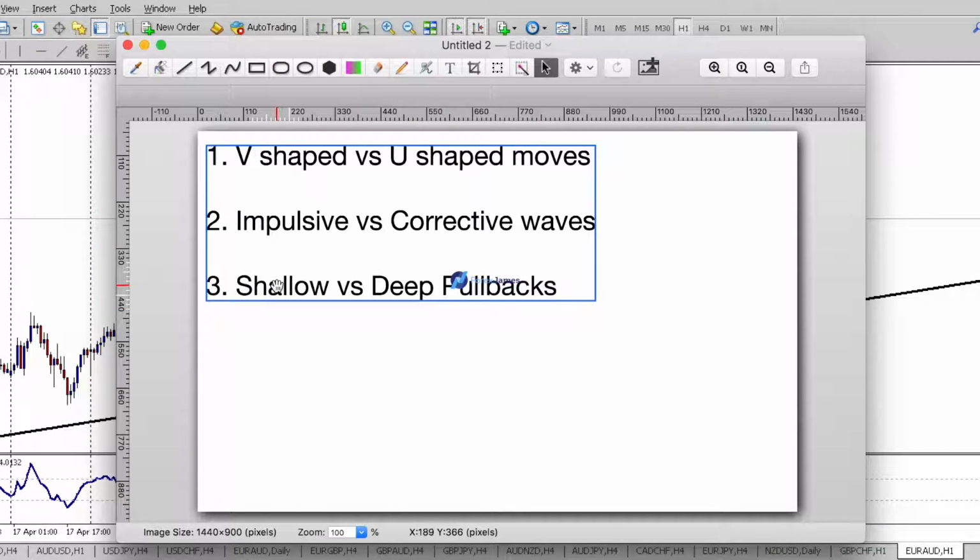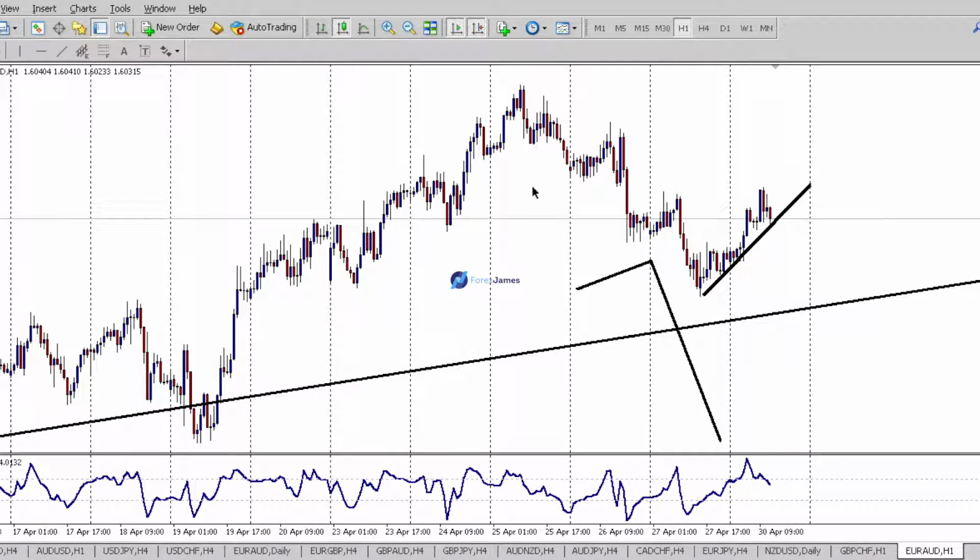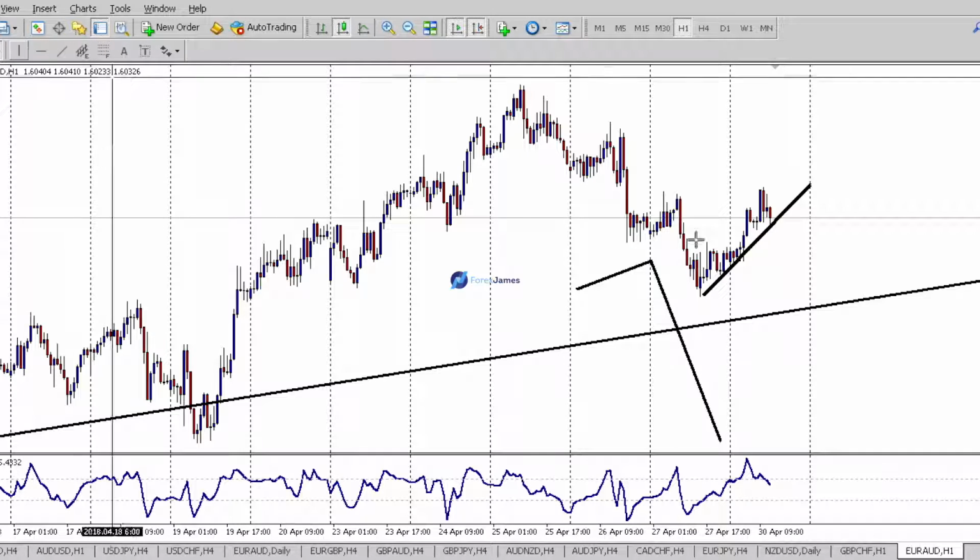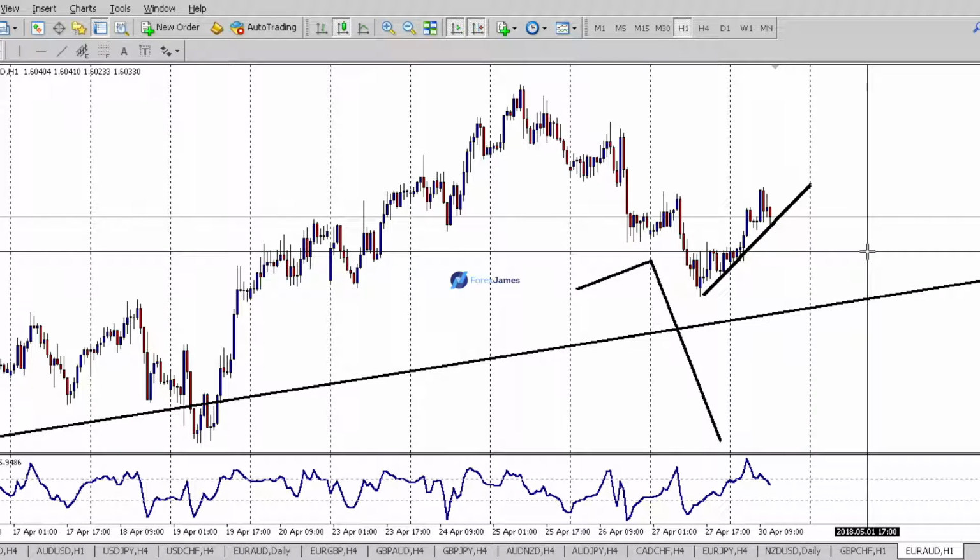And the last one is the pullbacks that we look at. This determines the new direction, which is up, and this marks a turning point. So a more powerful move would leave a shallower pullback.